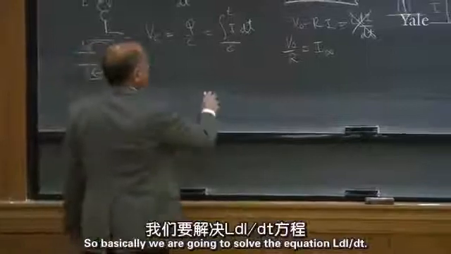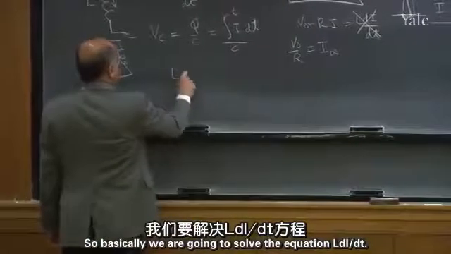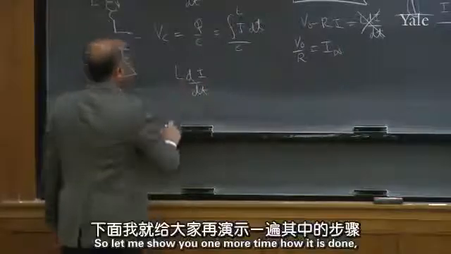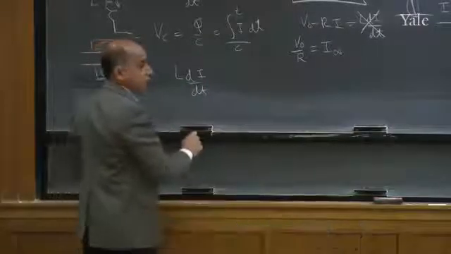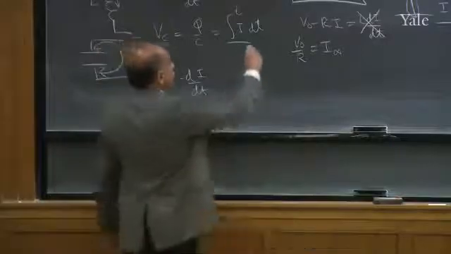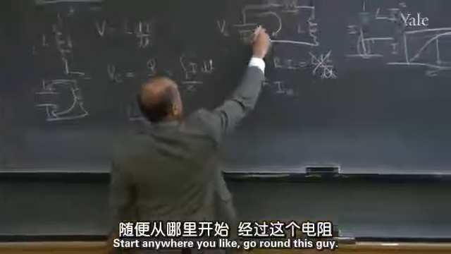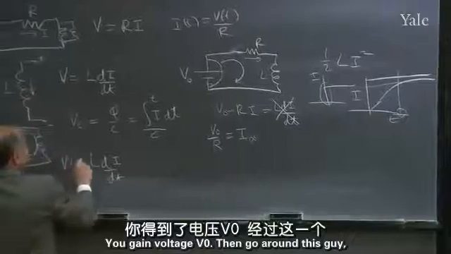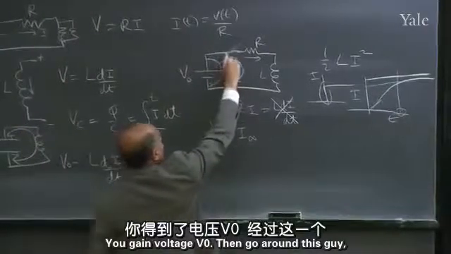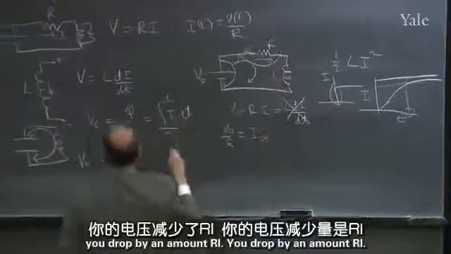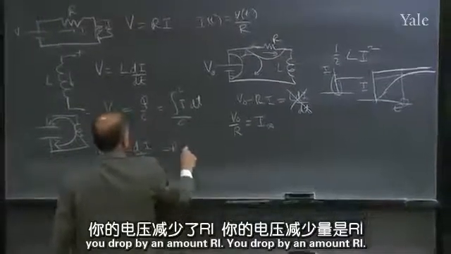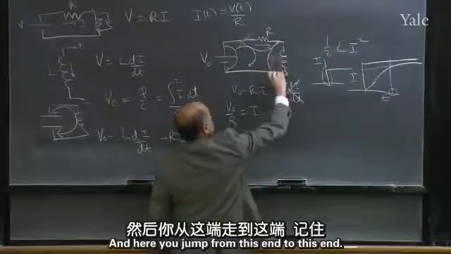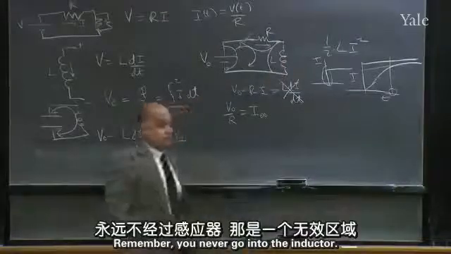So basically, we're going to solve the equation L di/dt. Let me show you one more time how this equation is derived. You should know how to write it. Start anywhere you like. Go around this battery, you gain voltage V naught. Then go around this resistor, you drop by an amount Ri. And here you jump from this end to this end. Remember, you never go into the inductor.